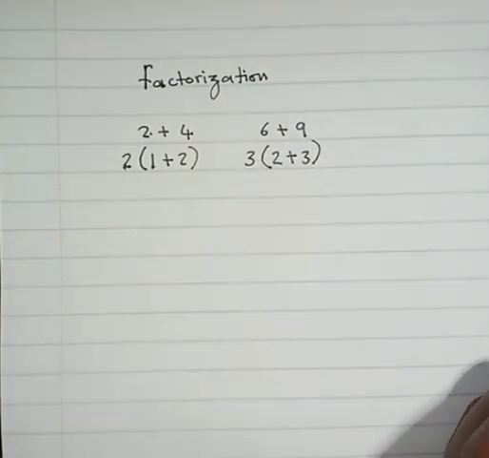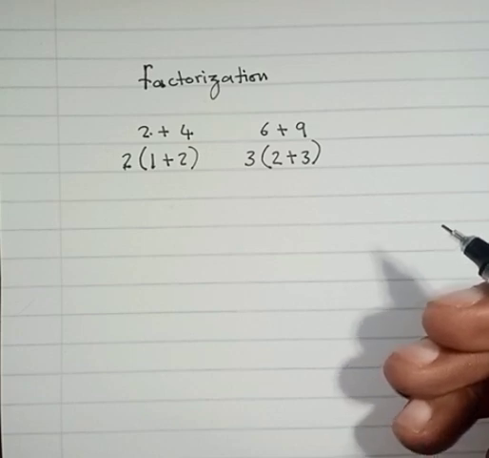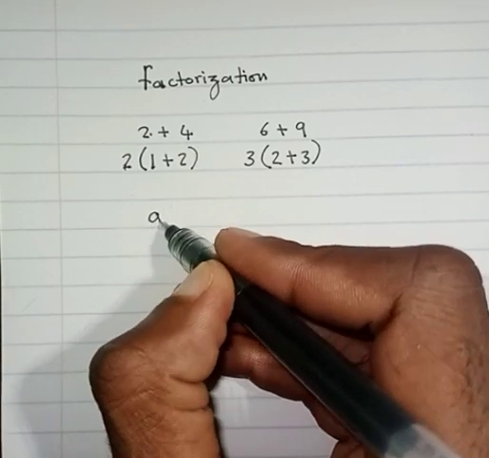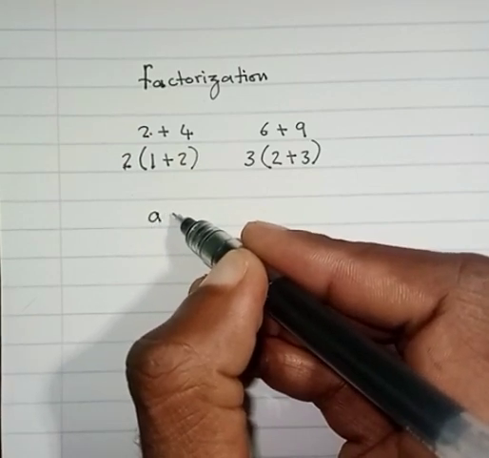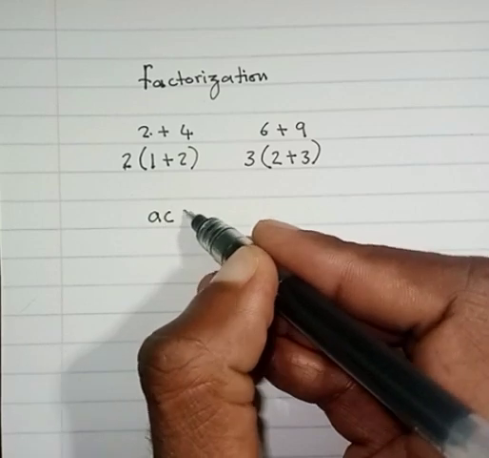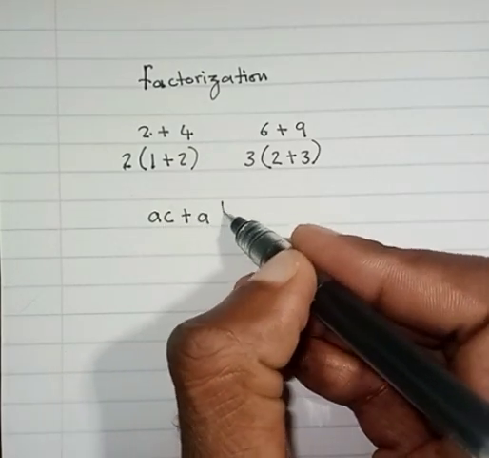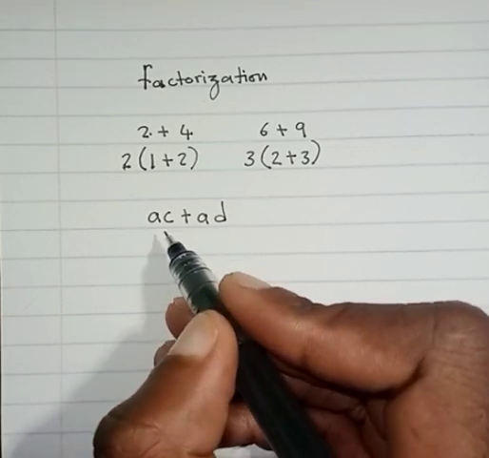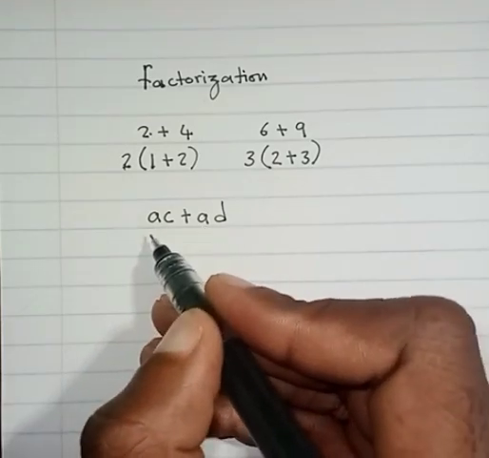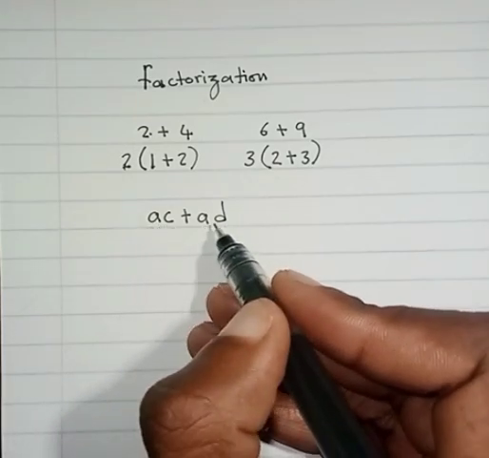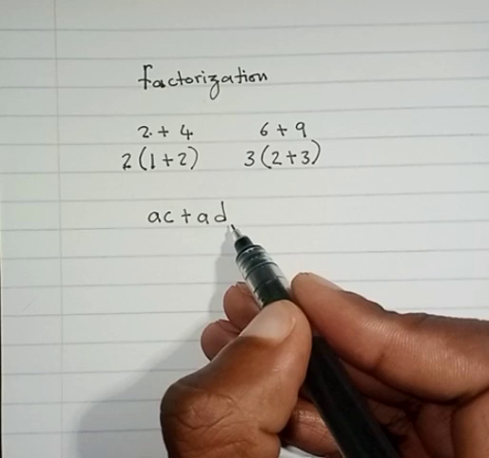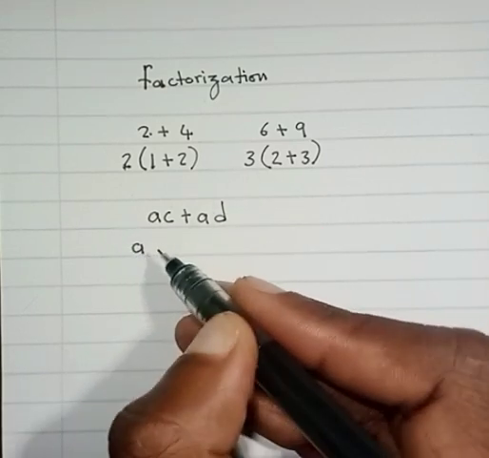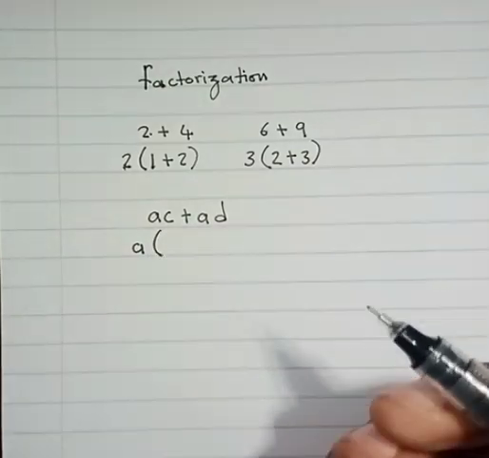Now let us look at algebraic factorization. For algebraic factorization, we deal with letters. Example, AC plus AD. In algebraic factorization, we just look at the letter which appears on both sides. So we have A is common because A is appearing here and it is also this side. So that which is common, we write it down. So A is common. We open parentheses like that.